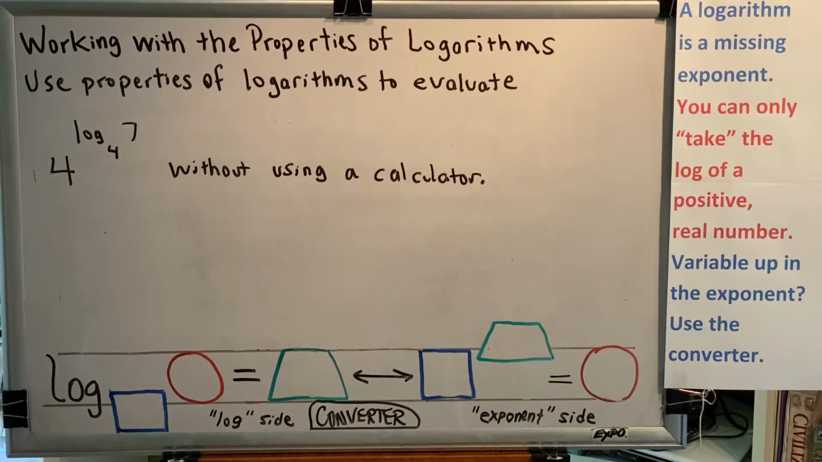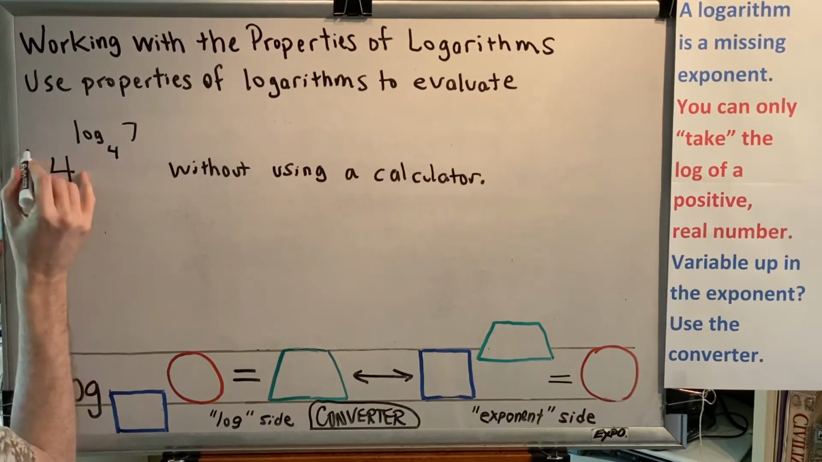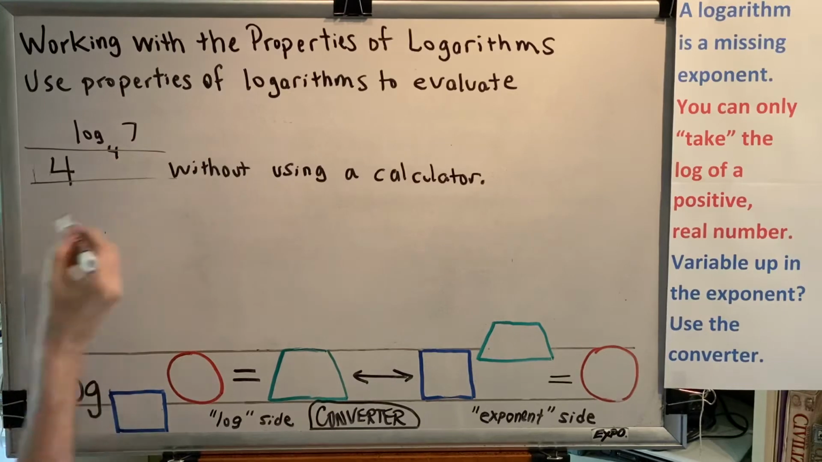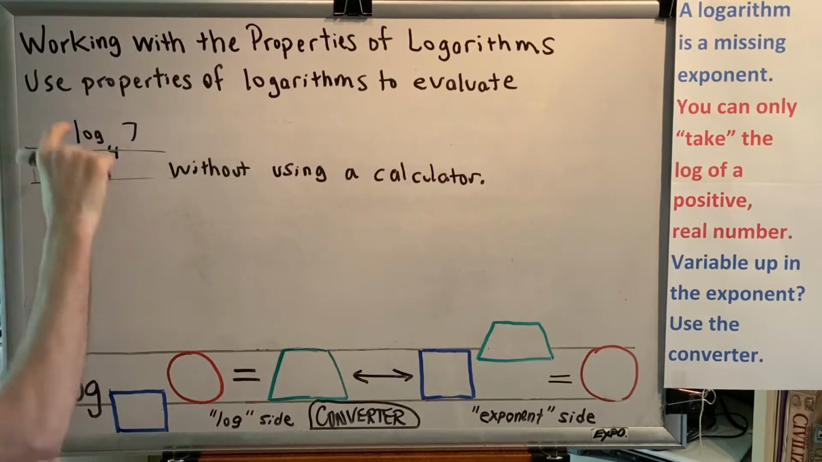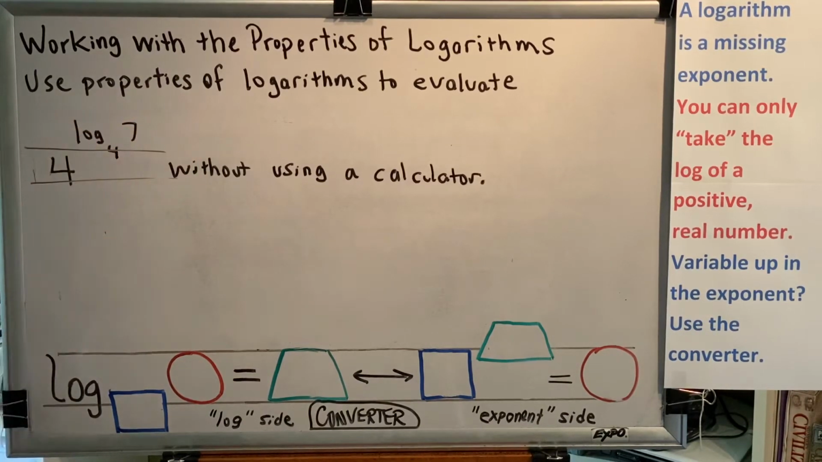Don't use a calculator. Okay, so the first thing I'd like to point out is where all of these items are sitting. If you were to write this on lined notebook paper, it's the 4 that's sitting on the line, and the entire exponent log base 4 of 7 is raised up.